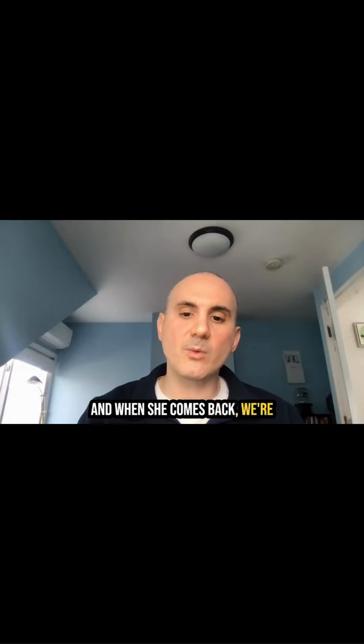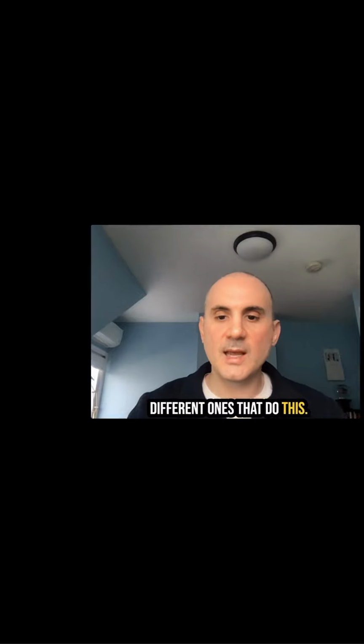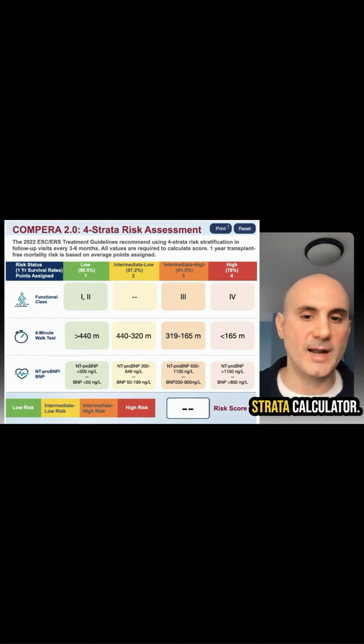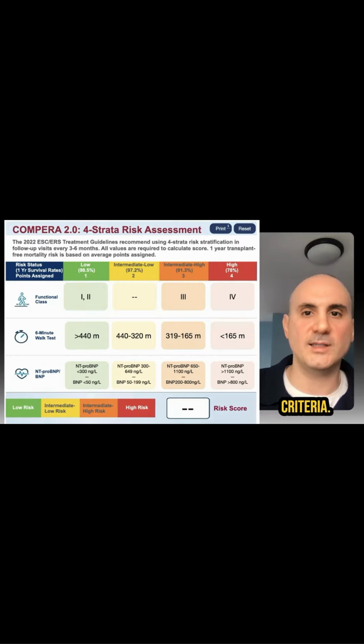And when she comes back, we're going to reassess her functional class and her risk status. And we're going to use different risk calculators to do this. So there are a couple different ones that do this. There's the COMPERA 2.0, which is a 4 risk strata calculator. There's REVEAL Lite 2. There's the French non-invasive criteria. All of these have pretty good data behind them.